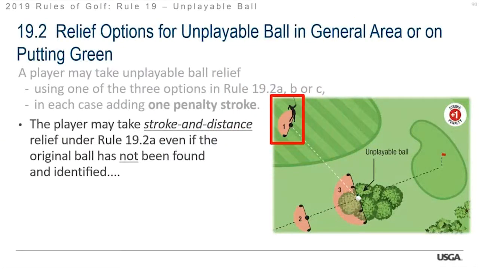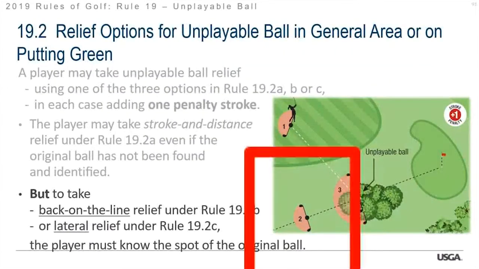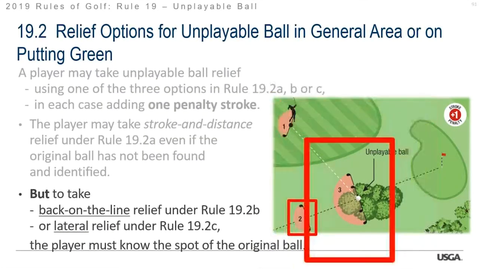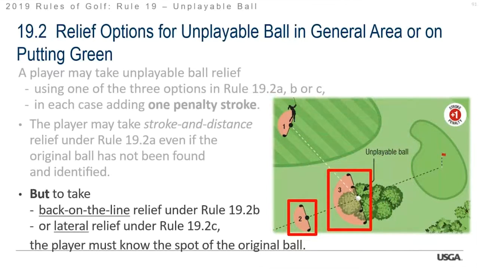So option 1, if you played from spot 1 there, you can go back to where you last played from for 1 stroke. So if you don't like options 2 and 3, you can do that. What's also unique about this option for stroke and distance is the original ball does not need to be found. So we can just go back and do stroke and distance for an unplayable lie without finding the original ball. However, if you want to take options 2 or 3, you must find the original ball because they become reference points in your relief options.